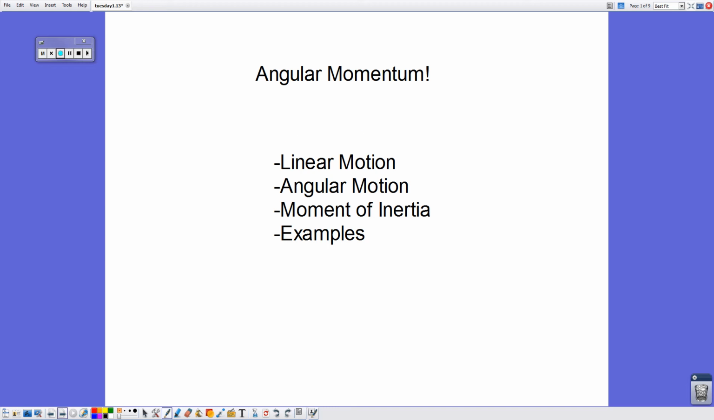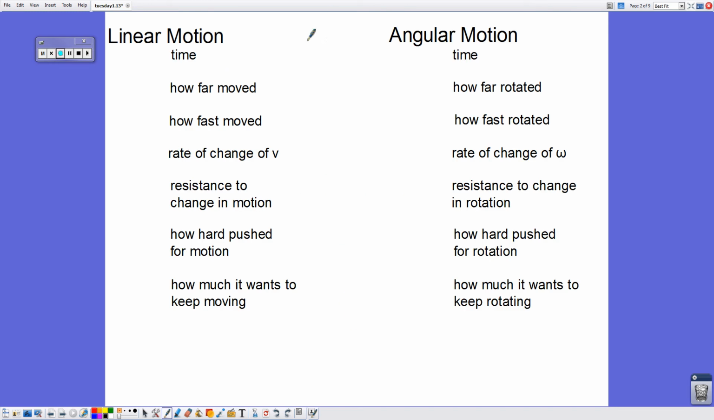Alright, linear motion. Let's go ahead and get started. For these notes, you will want to be writing stuff down. Linear motion, things that we care about in terms of linear motion. This covers everything we've talked about so far this year. Time. How far something has moved. How fast something has moved. The rate of change of how fast it's moving. Its resistance to a change in motion. How hard you gotta push it to enact some sort of motion. And how much it wants to keep moving.